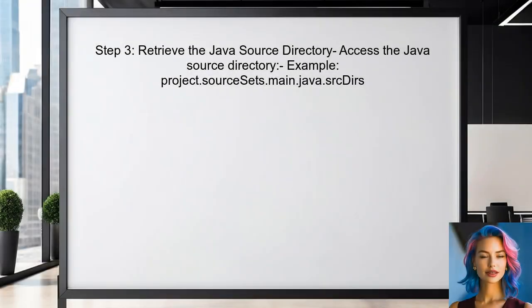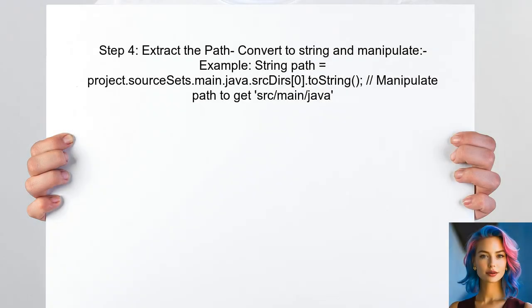Now, the user can retrieve the Java source directory from the main source set. This is done by accessing the Java property of the main source set. Finally, the user can extract the path they need. To get the relative path, they can convert the file to a string and manipulate it as necessary.